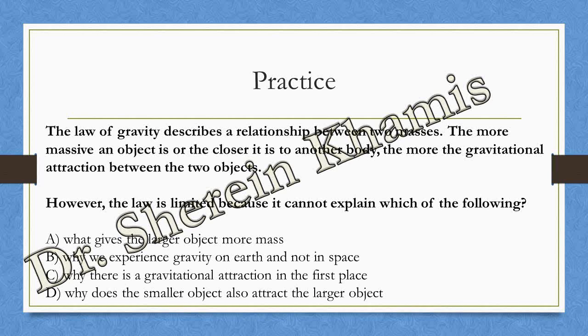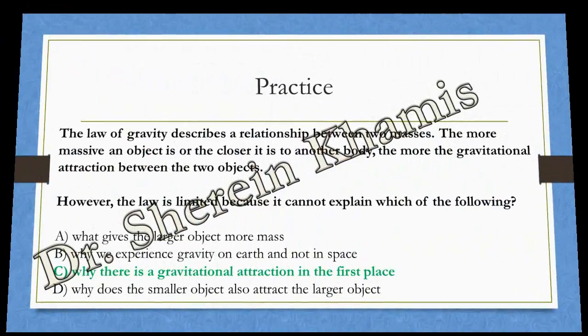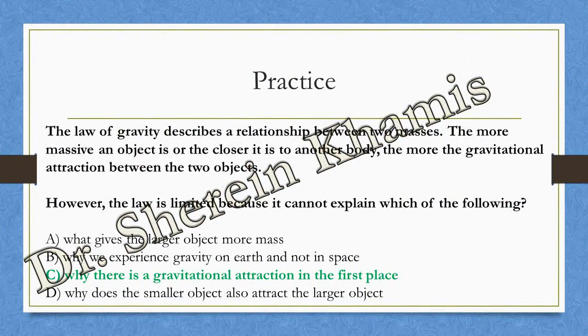The first one, what gives the larger object more mass? Why do we experience gravity on earth and not in space? Why is there a gravitational attraction in the first place? Why does the smaller object also attract the larger object? We will complete the answer here. The answer will be: why there is a gravitational attraction in the first place.